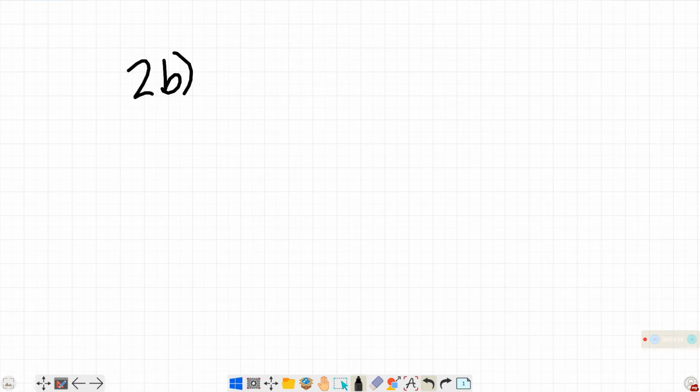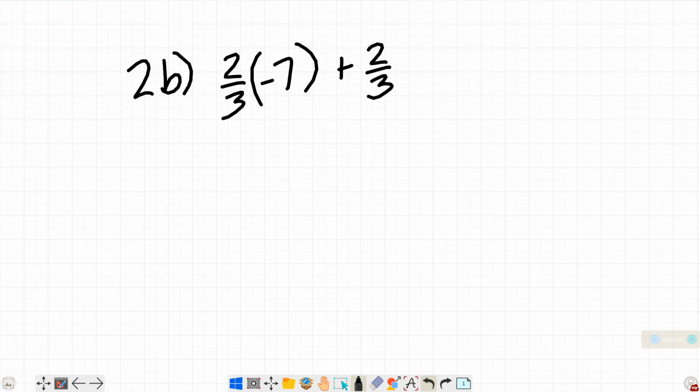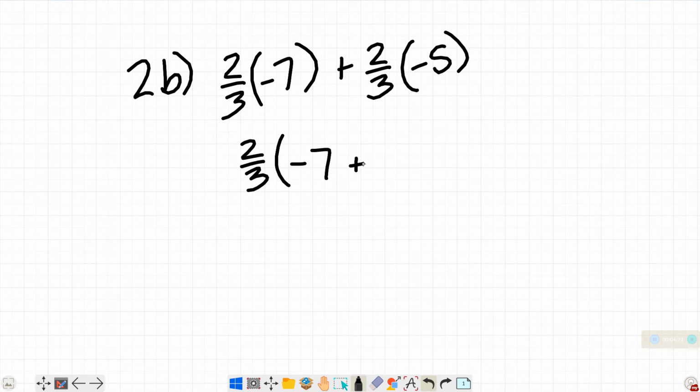2B says 2/3 times -7, plus 2/3 times -5. They are using the distributive property already split up, but that's taking 2/3, and since you're multiplying it by -7 and then adding a -5, this is kind of what it would look like to begin with.